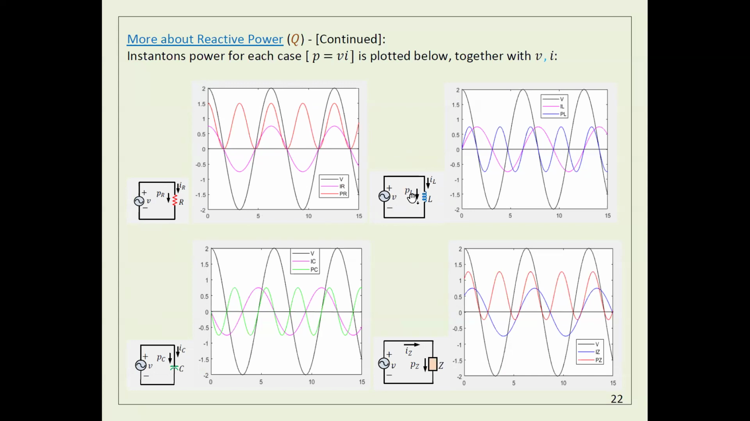But in the case of an inductor, you can notice this is the power in blue. It's reactive power. Same thing if it is a capacitor, it's also reactive power, as you see here. I didn't do anything, I just multiplied V times I, and then I found this is the power. We already know that in the case of a resistance we have only active power.